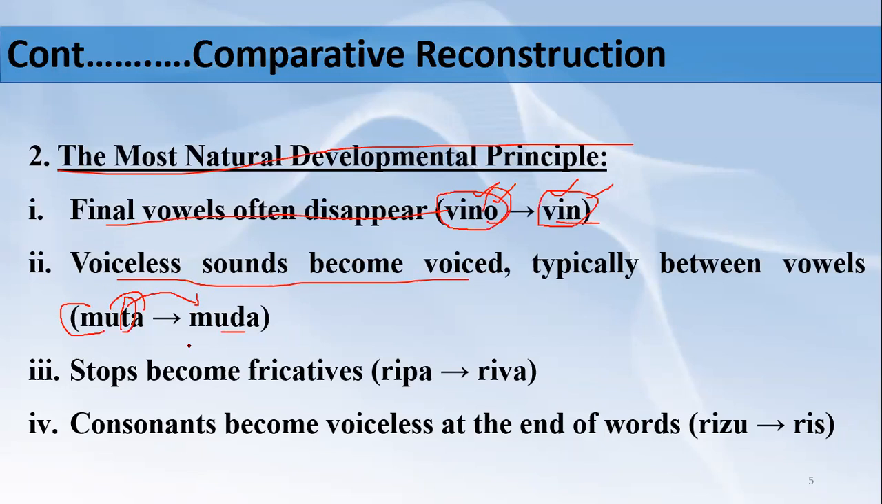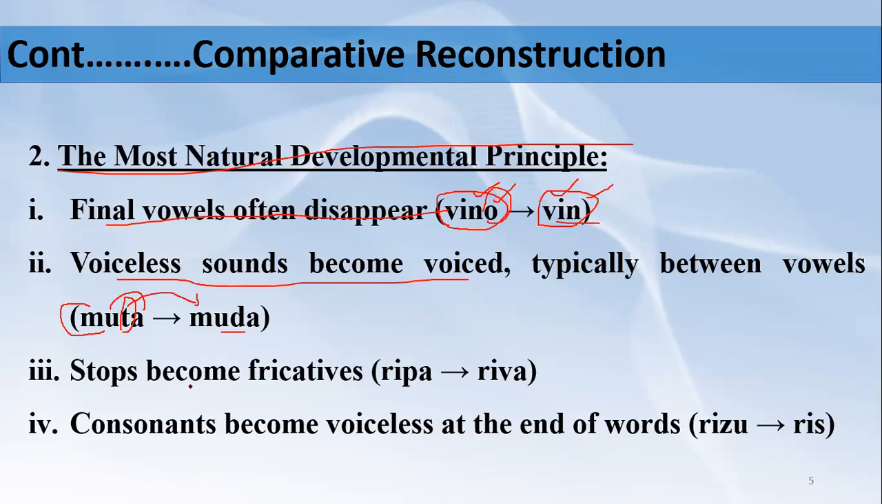Moving to the third rule, that is, stops become fricatives. Now stops and fricatives, Sir Asif must have taught you these things in phonetics and phonology. Stop sounds are the plosive sounds, which are articulated with a sudden burst of air, or a sudden puff of air in the mouth. The English language has six plosive sounds, which are p, b, t, d, k, and g.